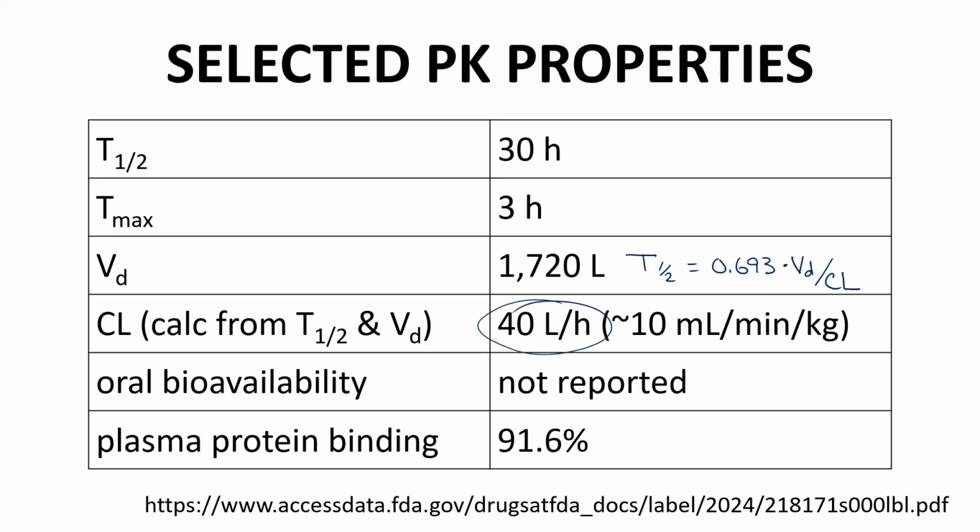If you assume a patient mass of 70 kilograms, then clearance comes out to around 10 milliliters per minute per kilogram. This value is around half of hepatic blood flow, which is consistent with the drug being metabolized by the liver, as we'll see on the next slide. Oral bioavailability is also not recorded in the prescribing information. Plasma protein binding is around 92%.